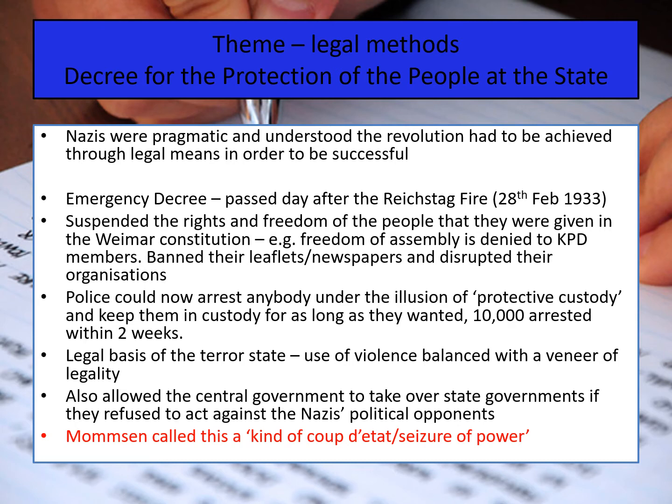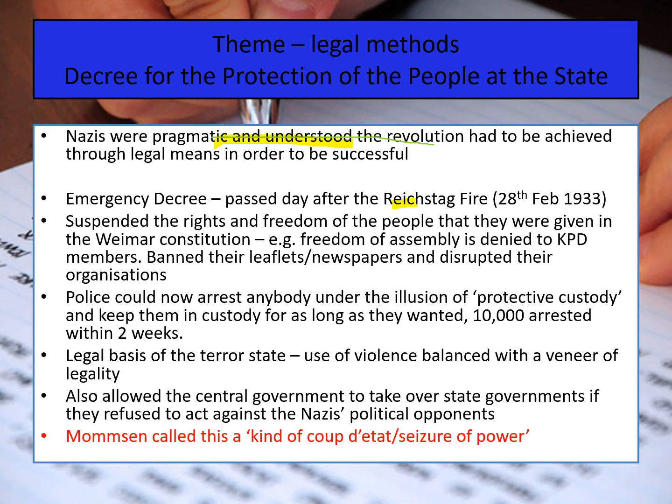That was the end of us looking at the method of terror. We're now going to move on to the next method and think about legal methods. So we're going to go back to the emergency decree, or the Decree for the Protection of the People and the State, that was passed on the 28th of February 1933. Now, obviously, terror has been really important to the Nazi consolidation of power, but there is an element of legal methods as well, because the Nazis were very pragmatic and understood that revolution had to be achieved through legal means in order to be successful. Obviously, they'd learned from things like the Munich Putsch back in November 1923.